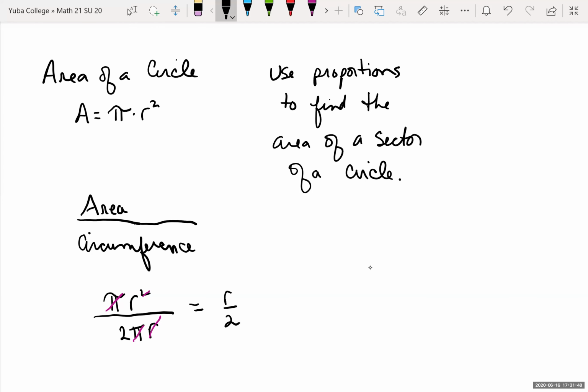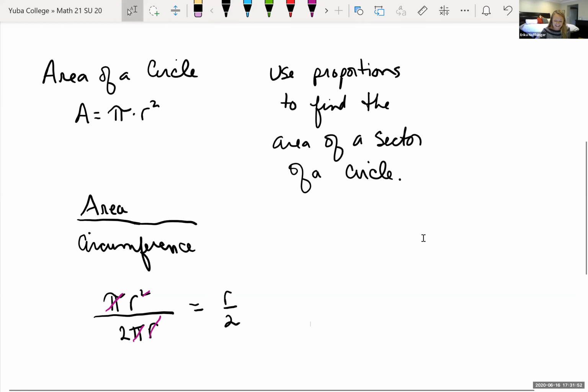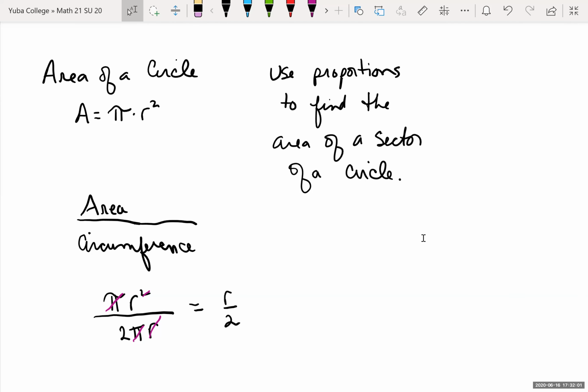Professor, what does it say underneath area, underneath the line? I can't really read that. Oh, yeah. Sorry, my cursive gets kind of sloppy, especially on the screen. It says circumference. Okay, thank you. Yep.